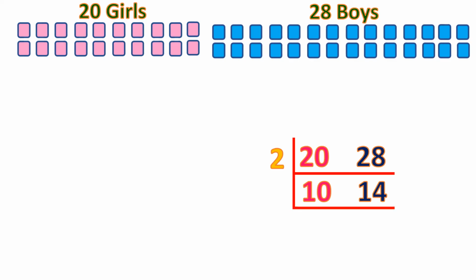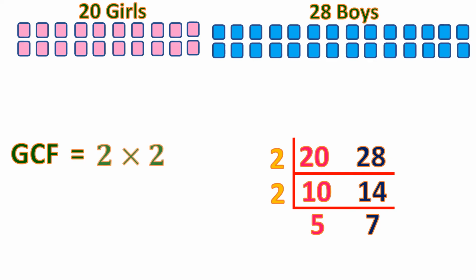And these are even numbers, so let's divide by 2 again. 10 divided by 2 is 5. 14 divided by 2 is 7. So let's now get the GCF. This will be equal to 2 times 2, which is 4, or 4 groups. This means that to maximize the members, we can create 4 groups for girls and 4 groups for boys.